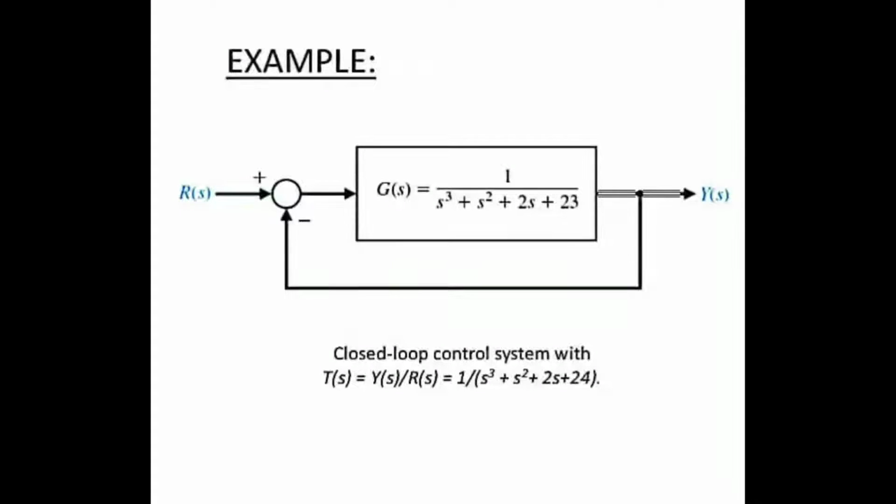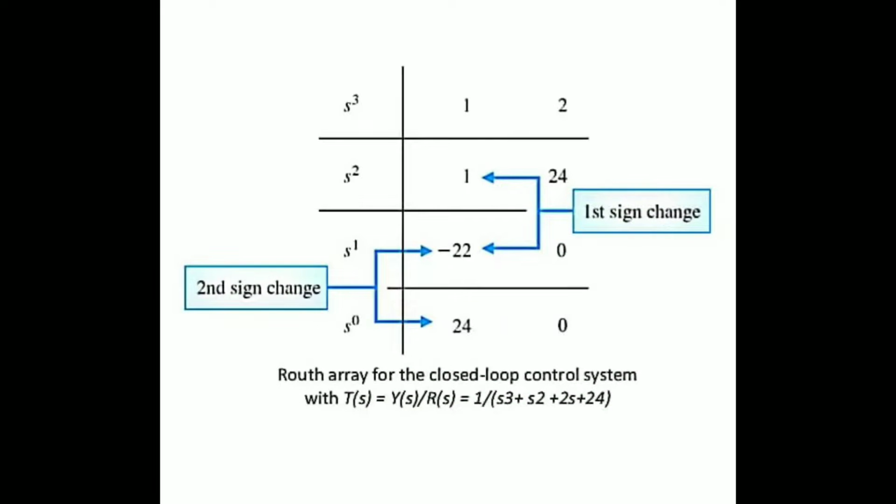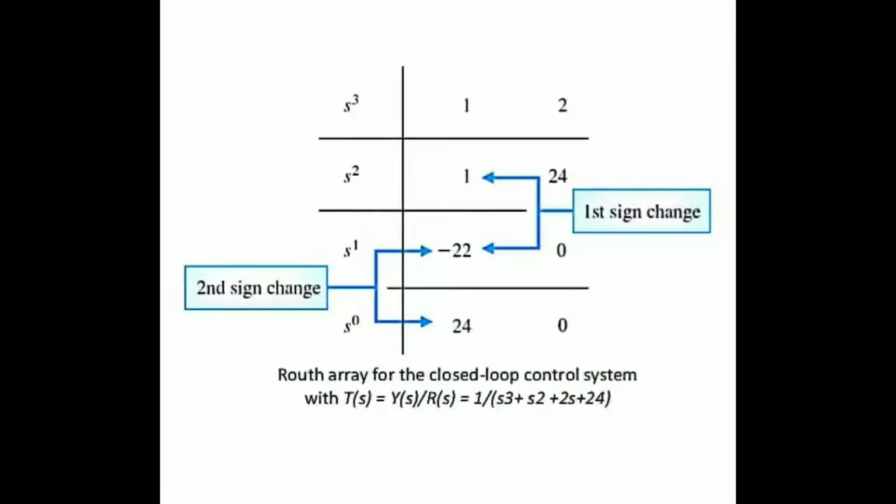So we have to use the formula 1 plus g of s into h of s equal to 0, and by putting in the characteristic equation we can form the Routh array, and we can analyze the number of sign changes in the first column of the Routh array. So the first column of the Routh array for this example has the elements 1, 1, minus 22, 24. So there are two sign changes, so the system is unstable.